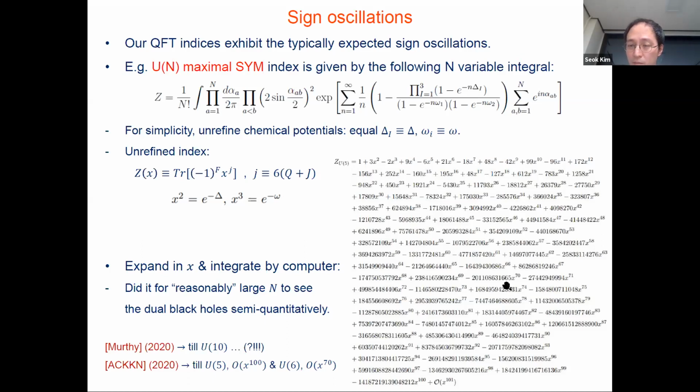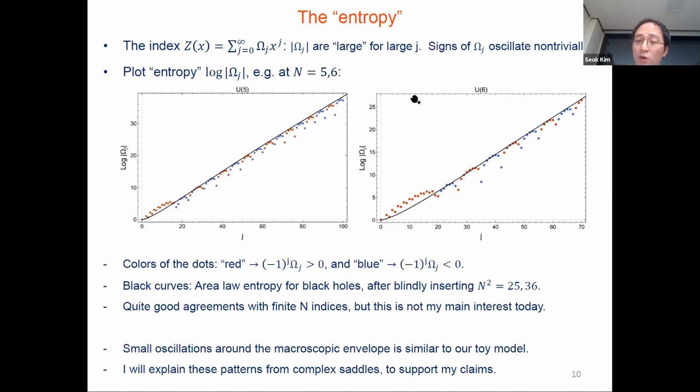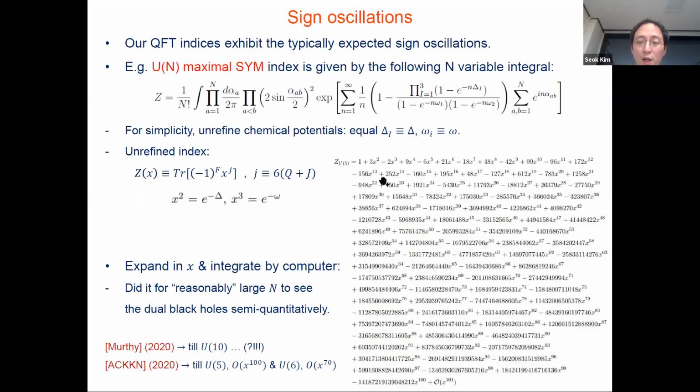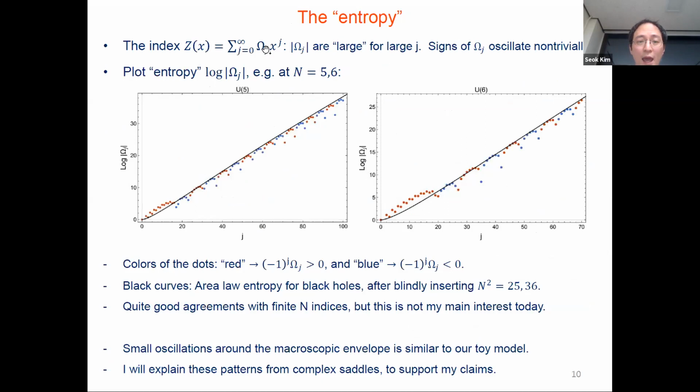Okay. So in order to see that in a more quantitative way, I plot it. Again, I plot the absolute value of the index and take the log, and I plot it. These are the dots for U5, and these are dots for U6. In order not to forget the sign information of the oscillation, I color the dots in a different way.